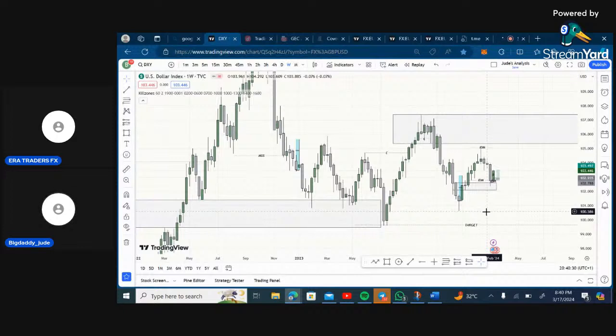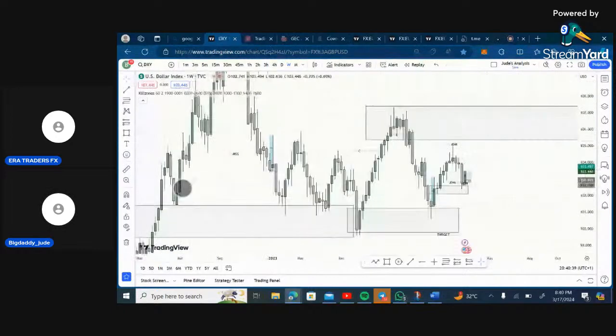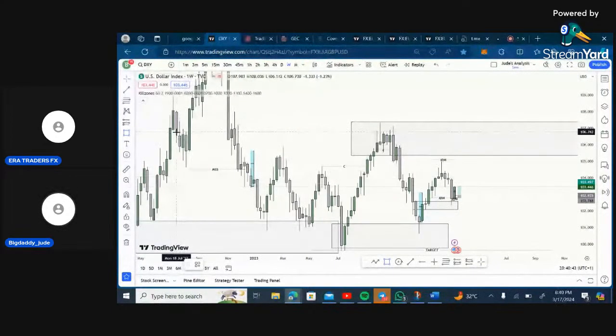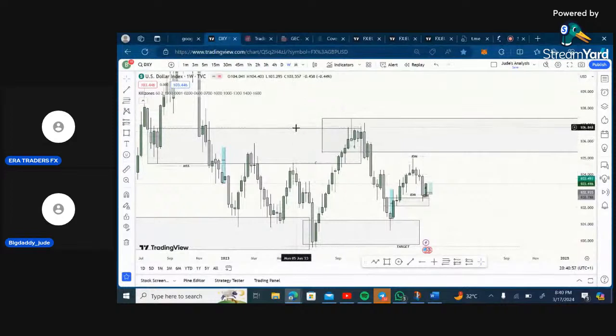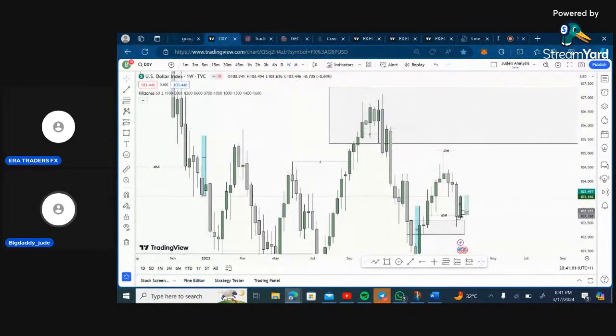So now, this was a reaction of a fair value gap after the market traded into this breaker block you have right here. We had the reaction of a fair value gap below here. But since we've seen a market structure shift, we are expecting price to keep going bearish, right?